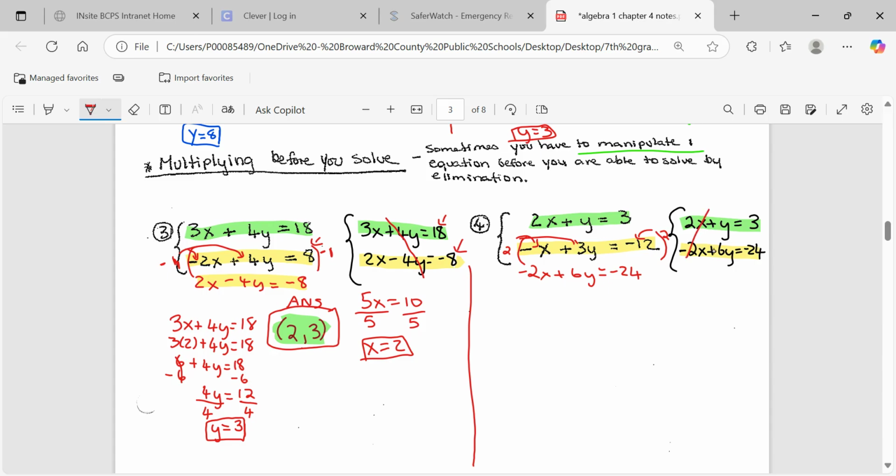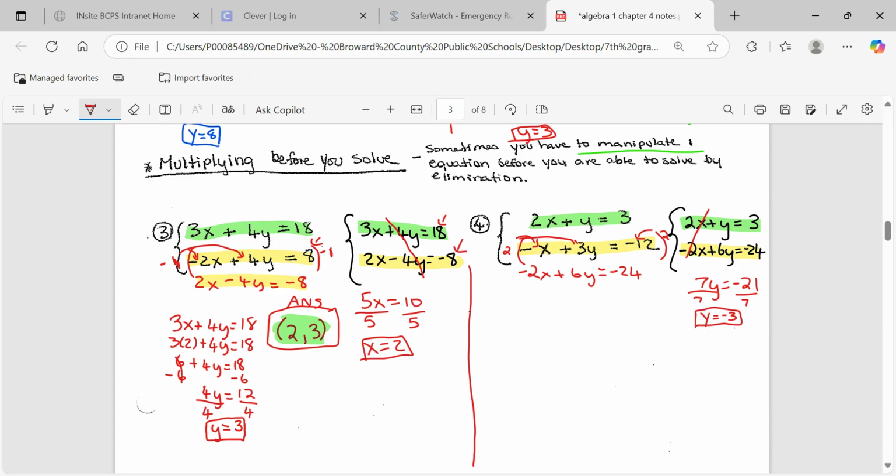So now I have y plus 6y, which is 7y, and that's equal to negative 24 plus 3, and that's negative 21. You know, I didn't check the other one. I hope you checked it. Then I'm going to go ahead and divide both sides by 7 so that y is equal to negative 3.